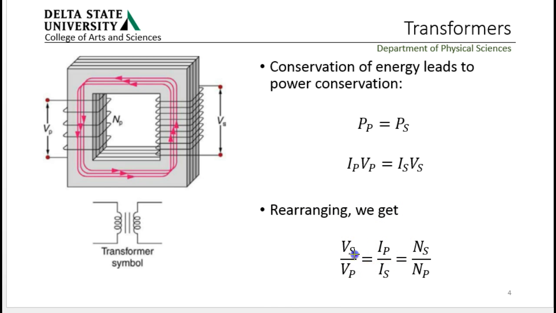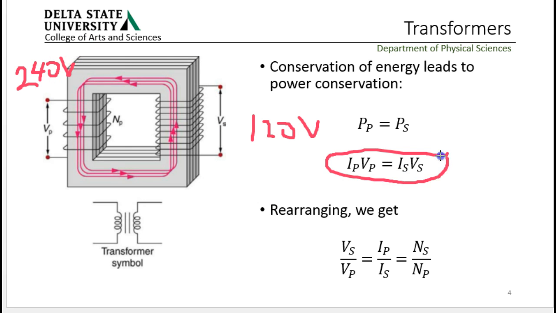You'll notice that the symbols are swapped. They're inversely related. So when we take this and we step from 240 volts down to 120 volts, the current doubles, and it doubles because this equation holds.